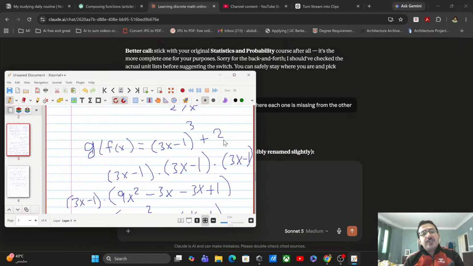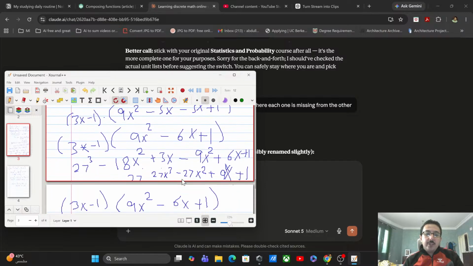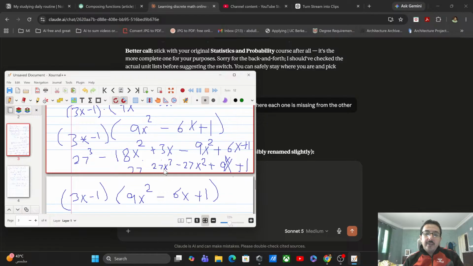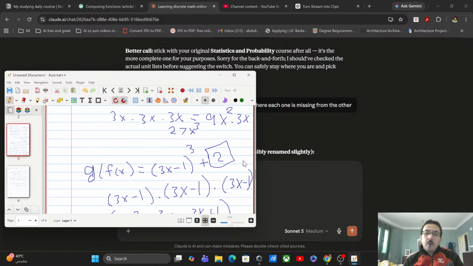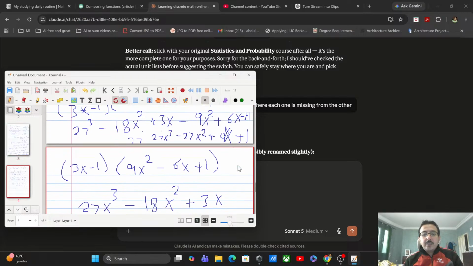Plus 2. You see where did we go wrong? This plus 2. We forgot this. So what we did is this. We did this, multiplied it, and then multiplied everything here, and this. And what we got eventually is this formula, 27x cubed plus 9x plus 2. This all is this part plus 2 plus 2.